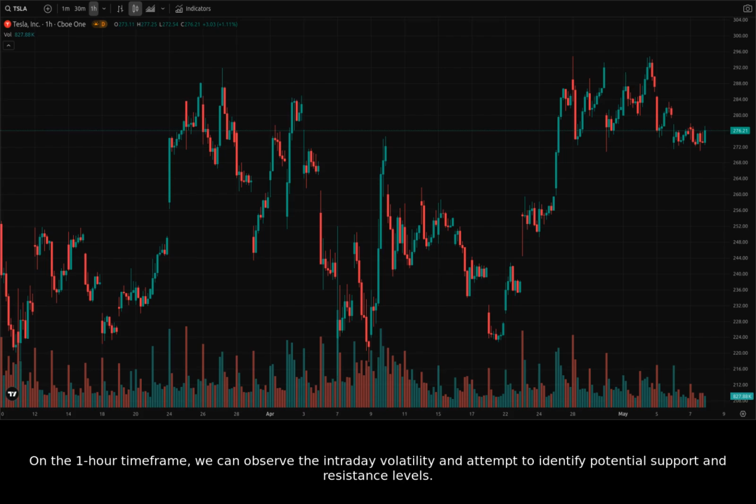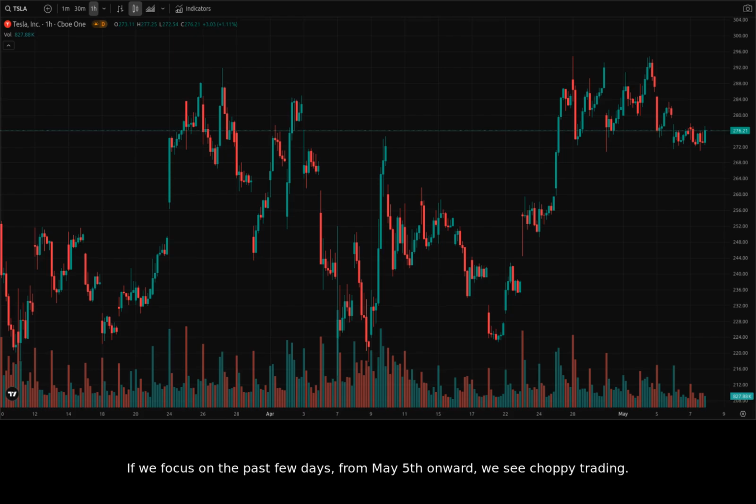On the 1-hour timeframe, we can observe the intraday volatility and attempt to identify potential support and resistance levels. If we focus on the past few days, from May 5th onward, we see choppy trading. There was a dip on May 5th and a slight recovery since. Let's zoom in on the last few hours of trading today to see what's happening in finer detail.